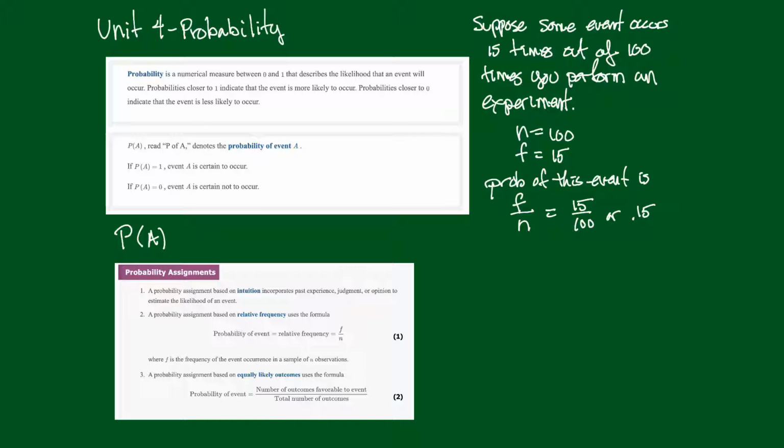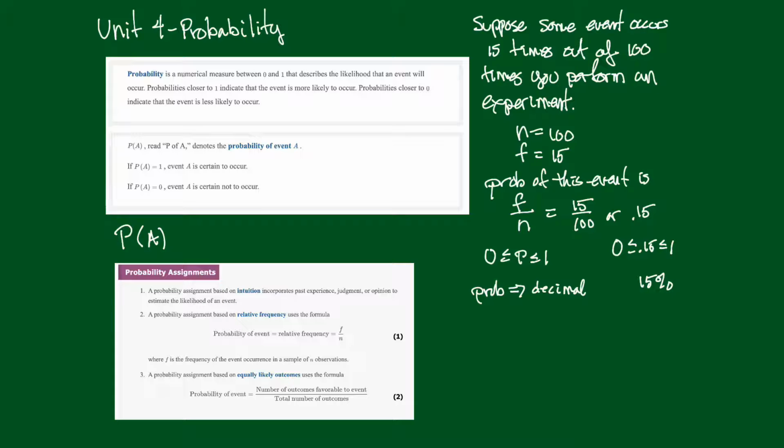Now I'm going to say this. This is the probability. Probability is a number between 0 and 1. Sometimes you might see probability written as 15%. That just means 15% of the time it's going to happen. But I think if you're asked for a probability, write a decimal. So in terms of probability, make that a decimal. If you're asked for a percent, then go ahead and change it to a percent.